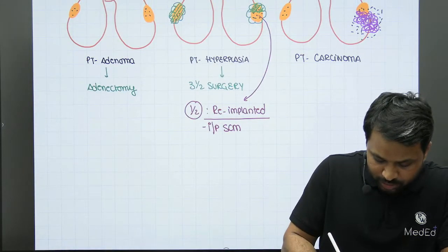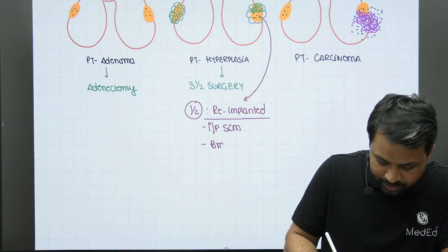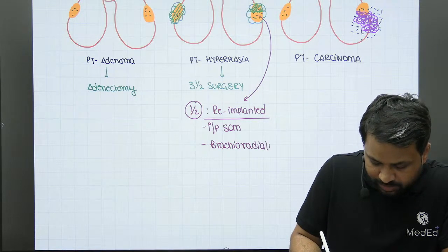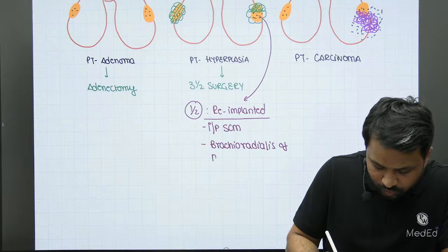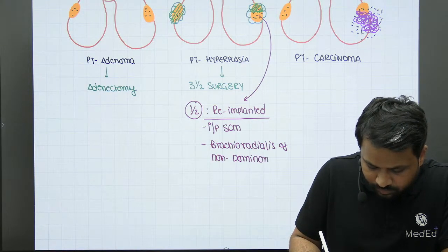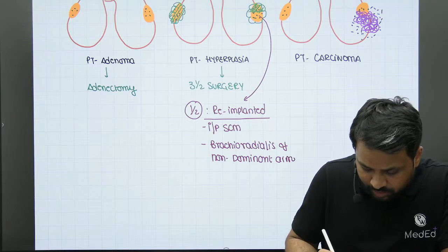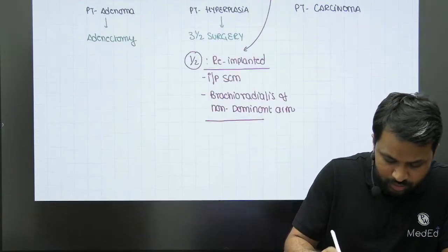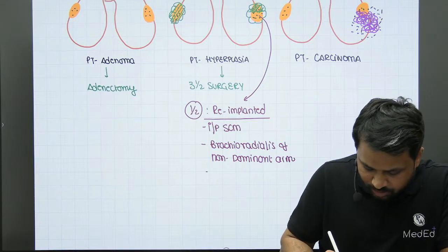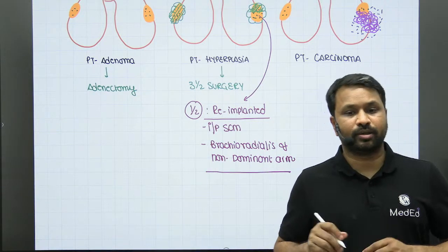The other option that you have is going to be the brachioradialis. It is going to be the brachioradialis of the non-dominant arm, right?